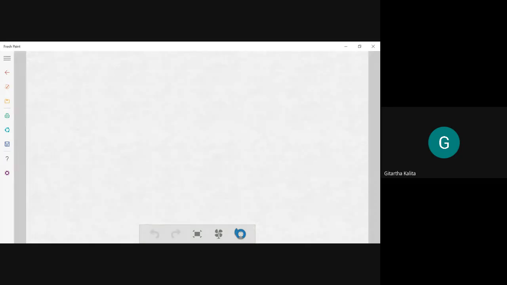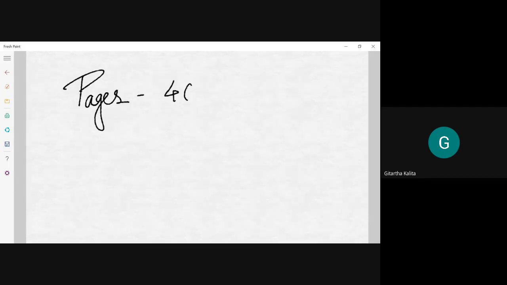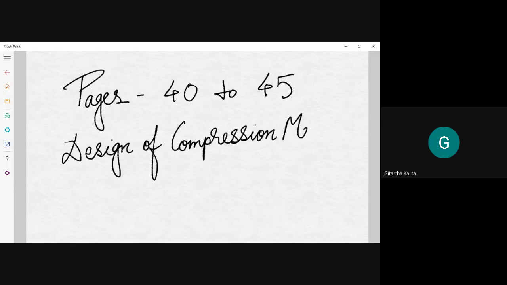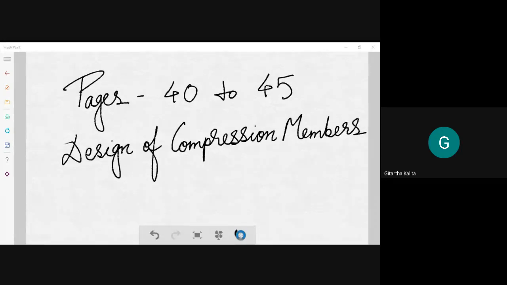So for design of compression members, we will be moving around pages 40 to 45. Please mark the pages. We need these pages.